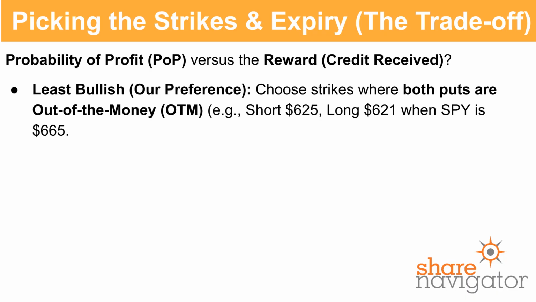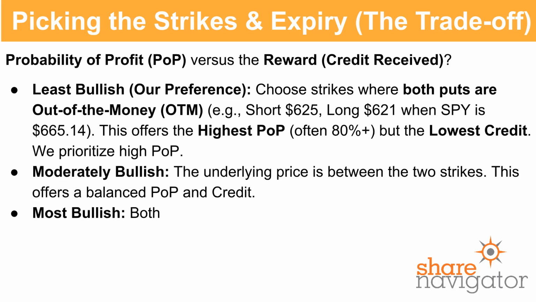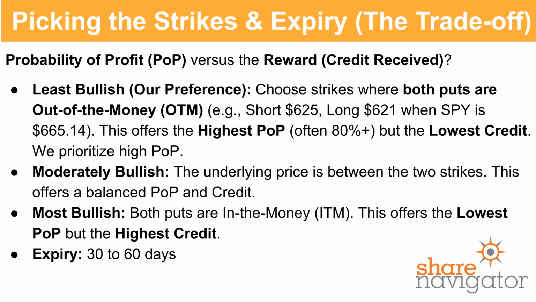Okay, so how do you go about picking the strike price and the expiry for the bull put spread? This comes down to a trade-off. What do you want more? Do you want a higher probability of actually making the profit with less credit received? Or do you want more credit income and you're happy to take a higher risk? In other words, your probability of profit will be lower. And everybody is different on this.